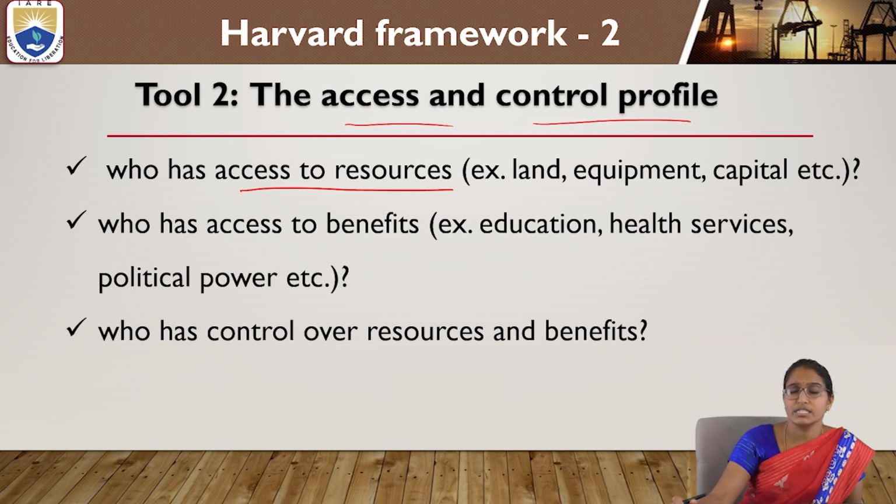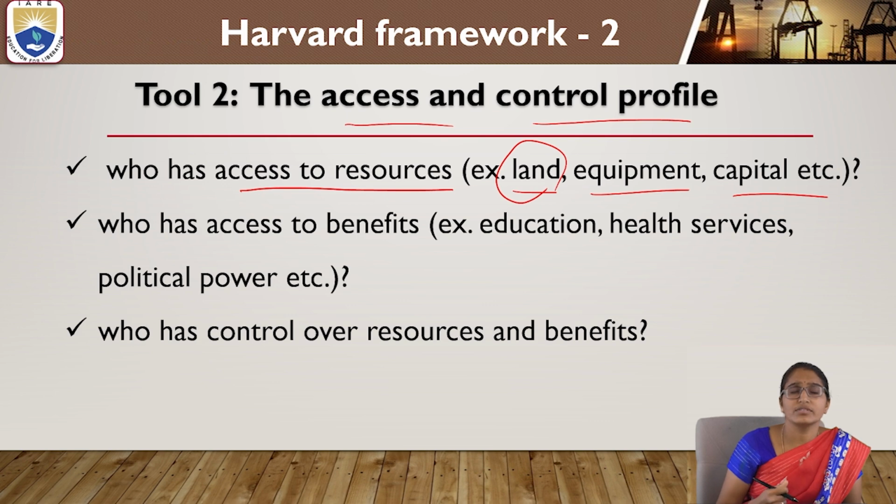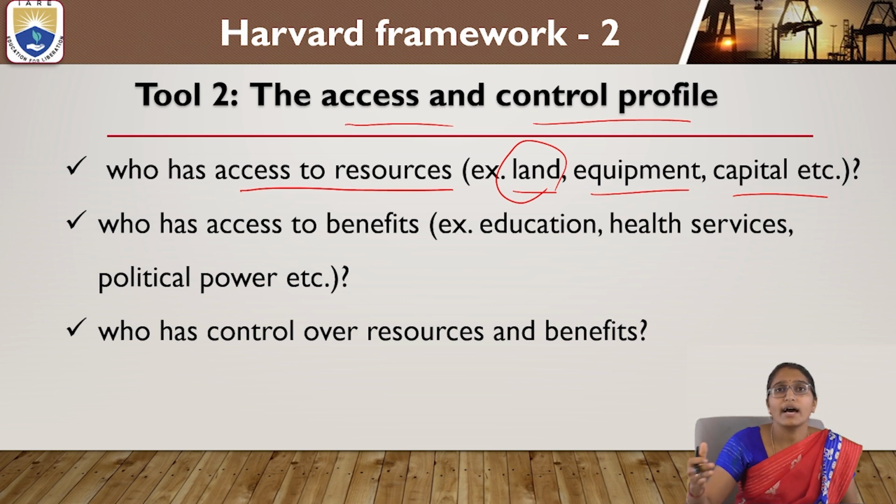For example, if you can take land, equipment, capital, etc. As we can see with respect to the land, access to use this land resource is mainly by the men. Men will go for some field work of the land. They are the holders, which means they have the authority over the land. Here the women do not have the access. They are allowed to work, but they cannot be the landlords at some particular places.